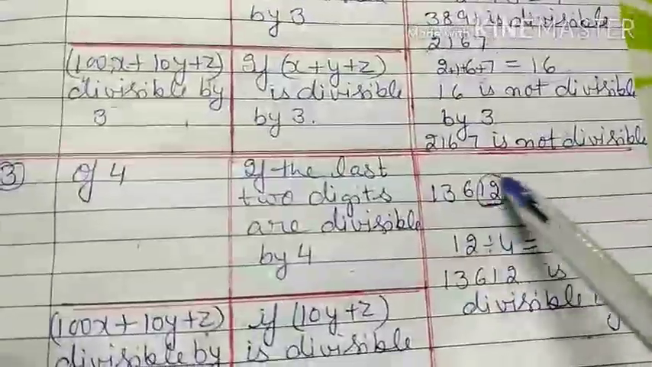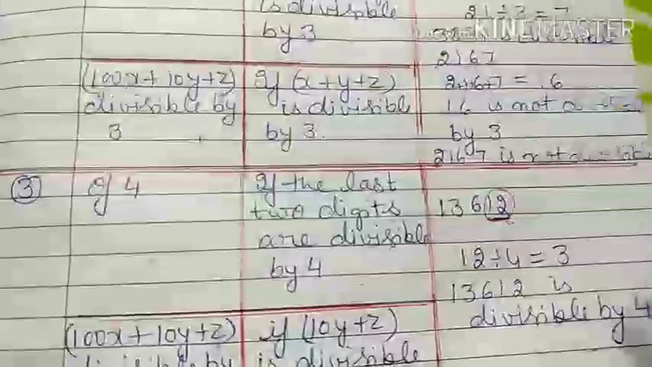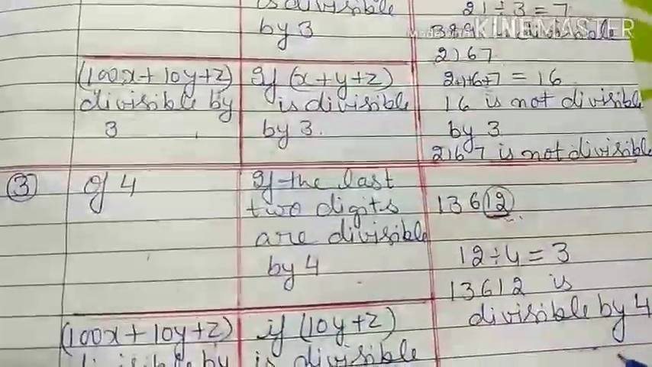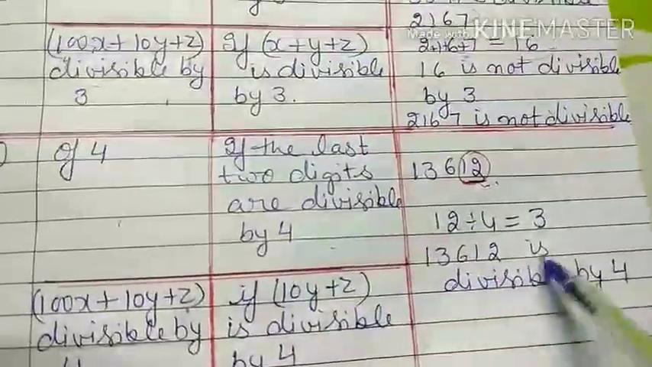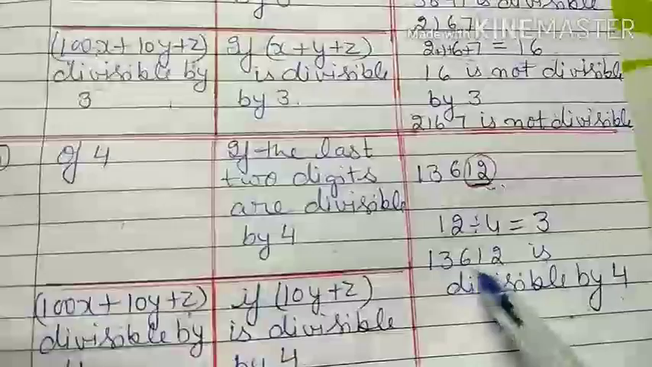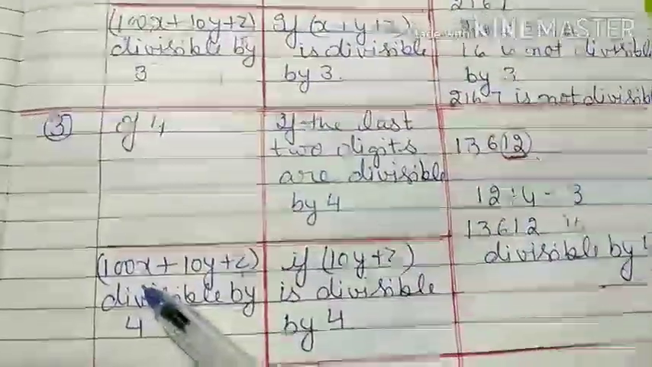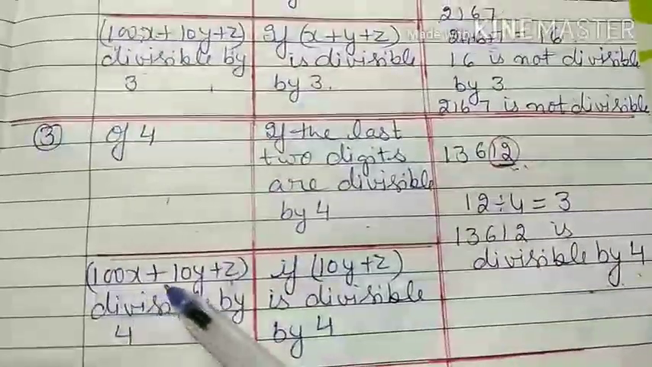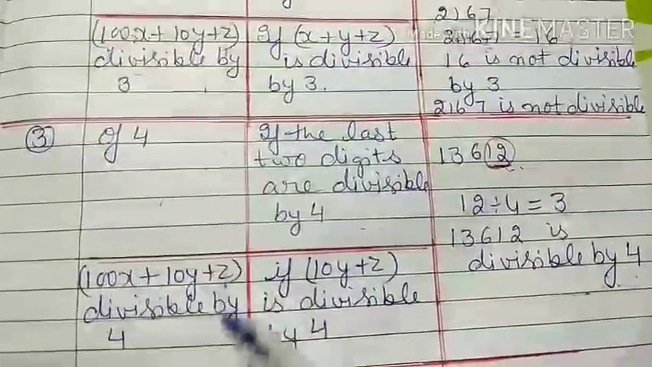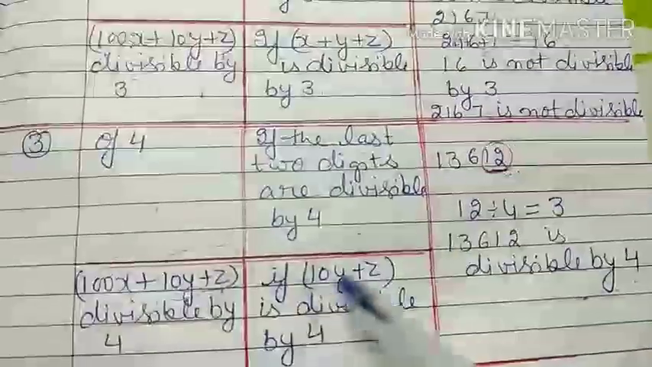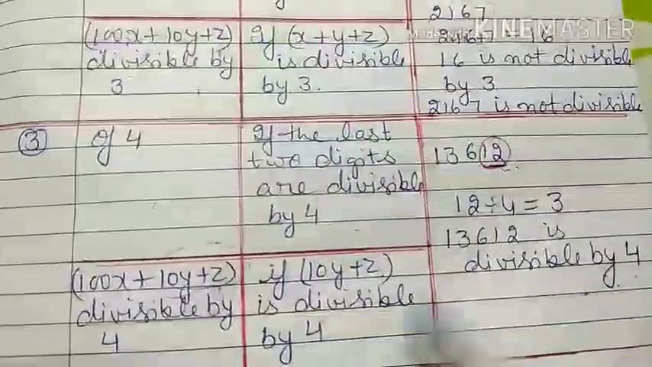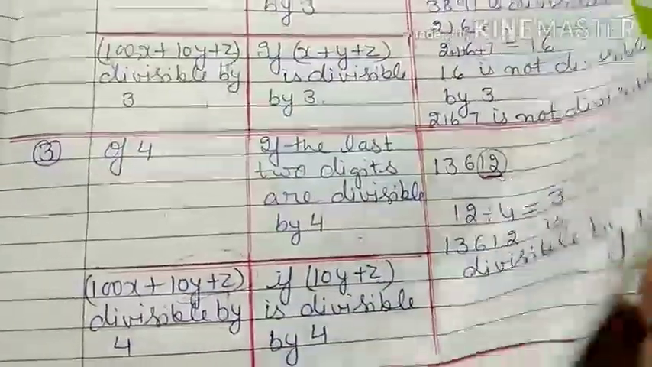Or when you check the last two digits, if that number is divisible by 4, giving remainder 0 and a proper quotient, then we can say that the particular number is divisible by 4, like 13,612. Similarly, if a 3-digit number with variables is there, 100x plus 10y plus z, then you only pick the last two digits, the tens place digit and ones place digit, and check for divisibility by 4. If it is divisible by 4, you can easily say that the number is divisible by 4.